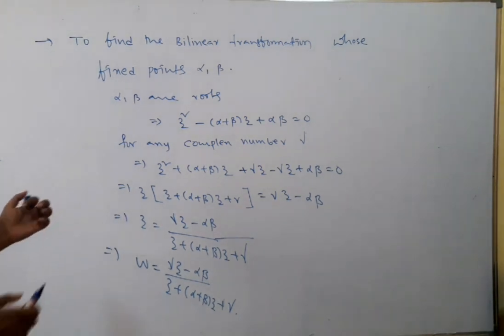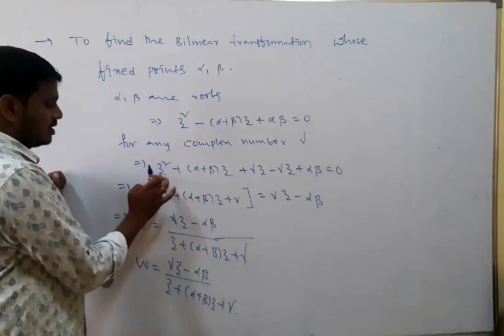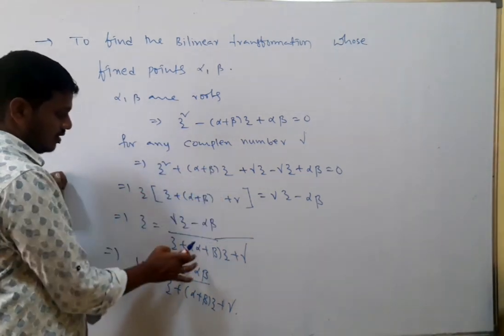Not alpha plus beta into z. Sorry. Here it is, if you take z common, we don't get z here. You're right.